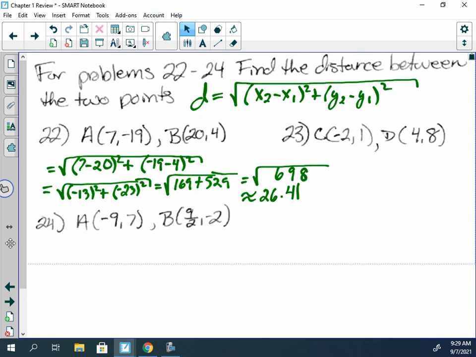So even with the fraction on 24, all we've got to do is plug it in. Plug it into the calculator, and the calculator will do it for us. Any other questions on 22, 23, or 24? We ready for the next step? Question?